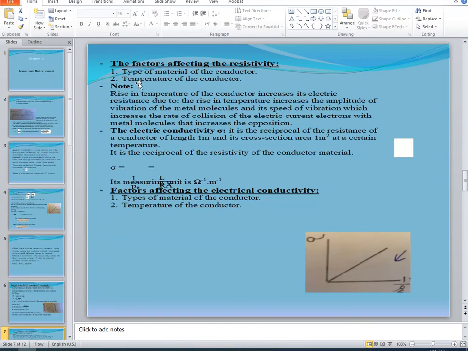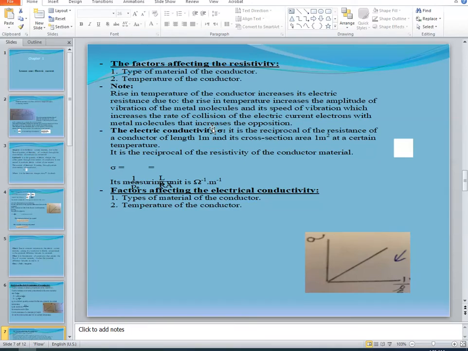Here we have a very important new term, which is called electric conductivity. What's the meaning of electric conductivity? As you notice here, electric conductivity is the opposite of electric resistivity. Its symbol, as you see here, is sigma. This symbol is called sigma. So it's the reciprocal of the resistivity of the conductor material. So sigma equals 1 over rho E.